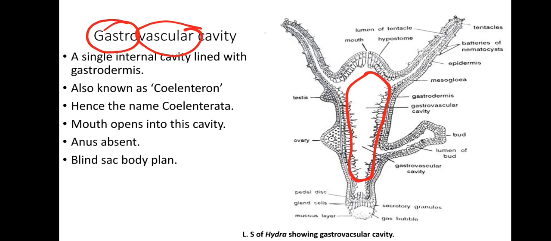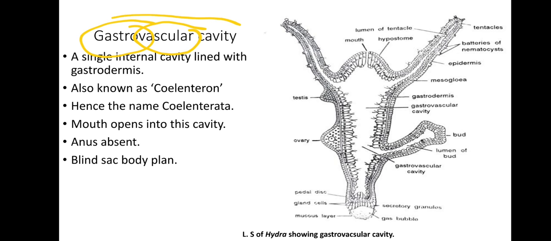So here, transportation of material takes place within this cavity. Digestion and transport take place here within this cavity. Since the transportation takes place within this cavity, it is called a vascular cavity. And since digestion takes place, it is gaster. Transportation takes place, vascular. So the whole name is gastrovascular cavity.